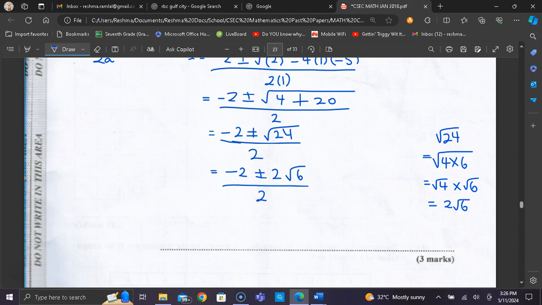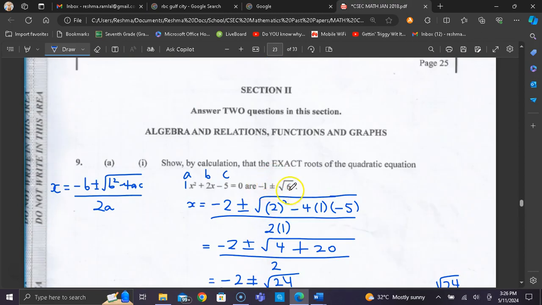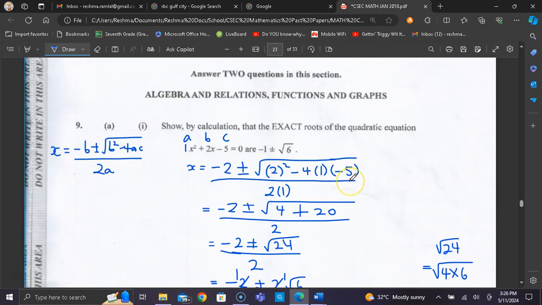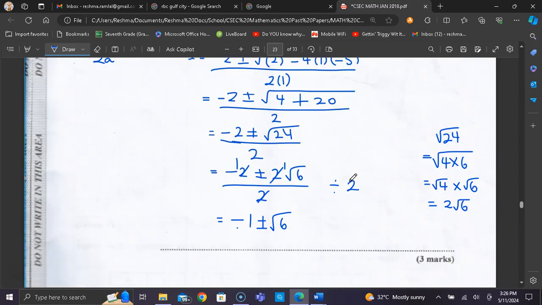So -2 plus or minus 2 square root of 6 divided by 2. I could divide the entire thing by 2. So basically the 2's cancel here. Of course, this will be 1. 2's cancel here to give 1 again. So we end up with -1 plus or minus the square root of 6, which we were required to show. Okay. So this is what you needed to do for 3 marks. Of course, again, remember this is actually in add math, not regular CSEC math.